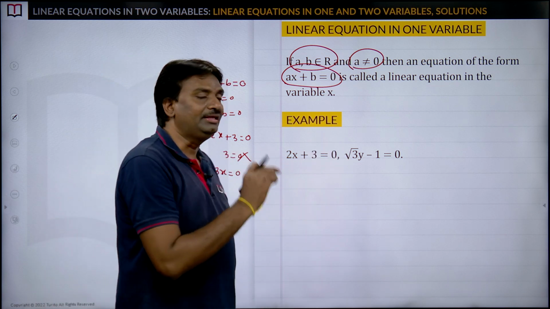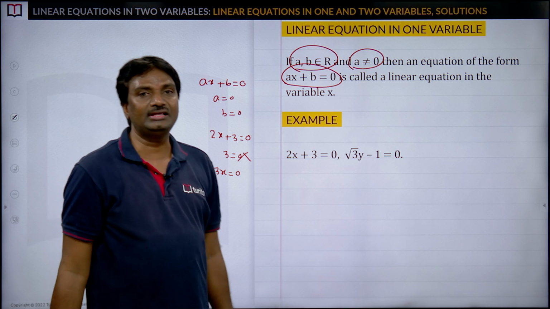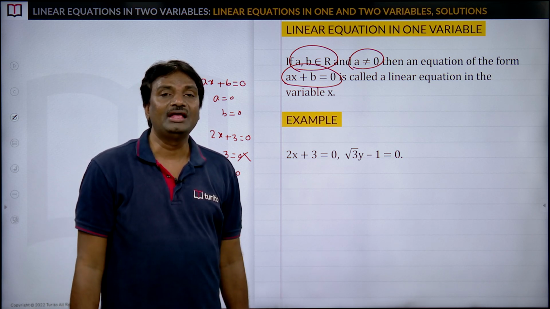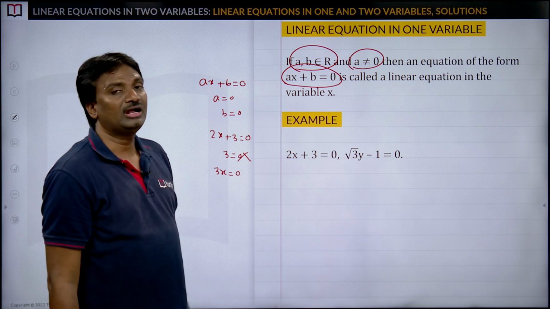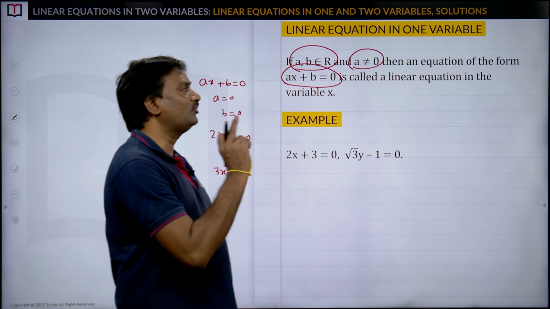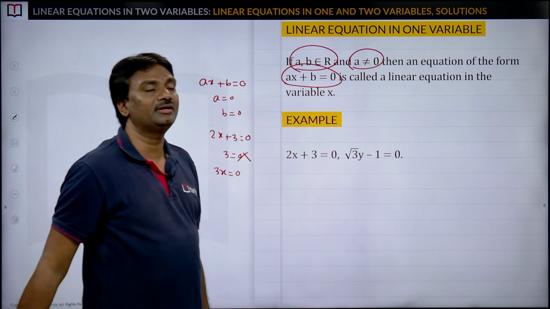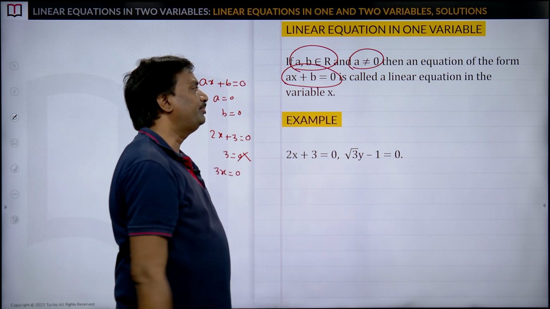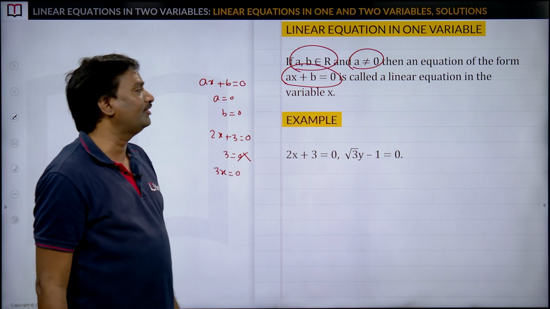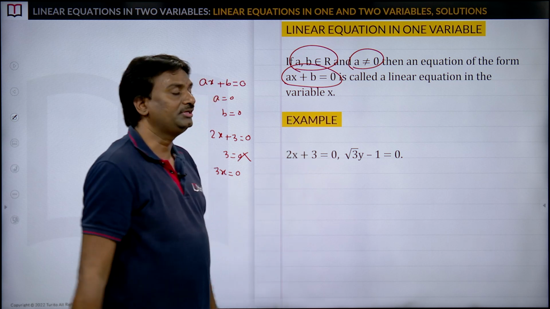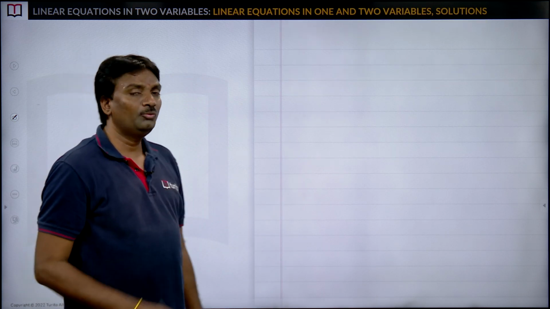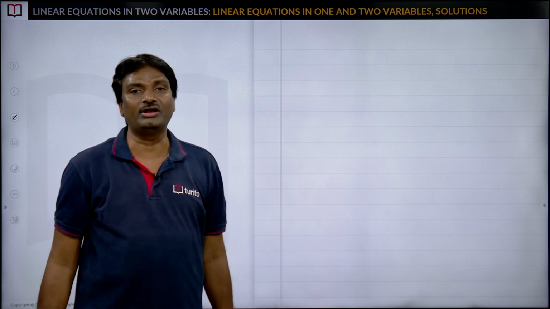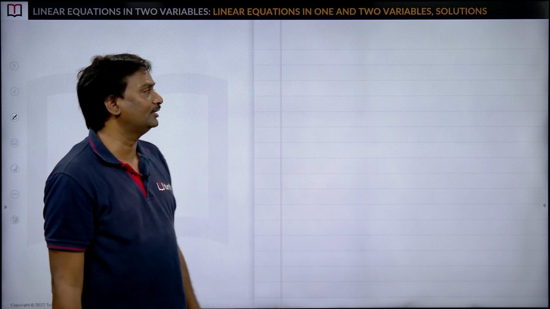So, if the degree of the given equation is 1, then we can say that it is a linear equation in one variable. If a, b belong to R and a not equal to 0, then any equation of the form ax plus b equal to 0 is called a linear equation in the variable x. So, these are examples of linear equations. We have already discussed linear equations in one variable in the previous class, in 8th class.